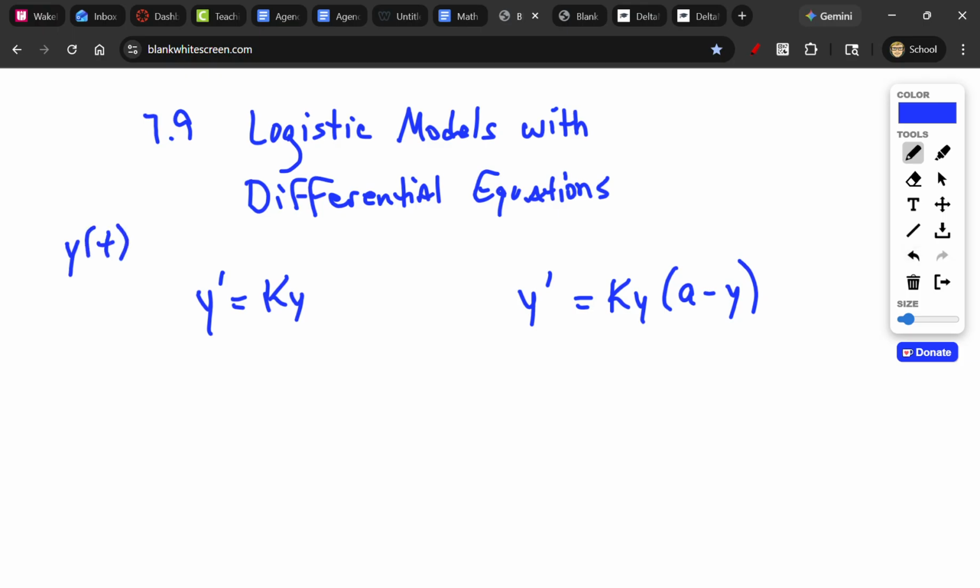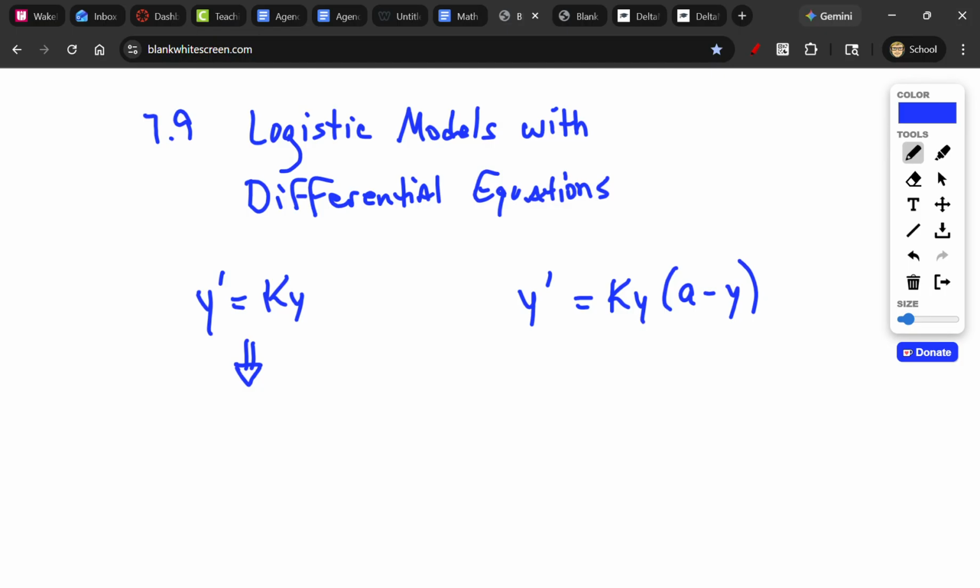Now you don't see any t's in these equations, and that's because the rate of change doesn't depend on t. The rate of change depends on the amount present at time t. So the more stuff you have, the faster it grows. That's kind of how this works out. And the solution to this one is easy to do with separation of variables, right?